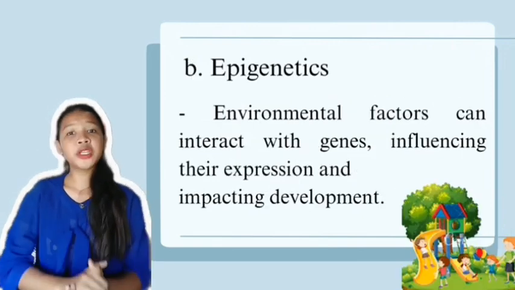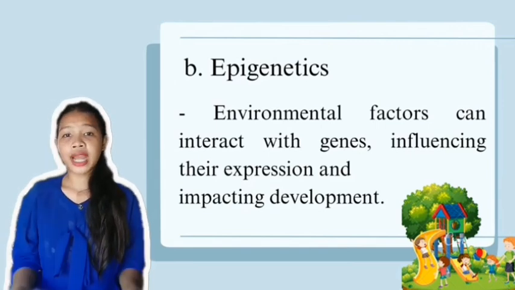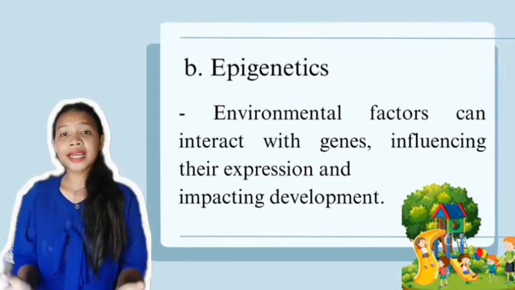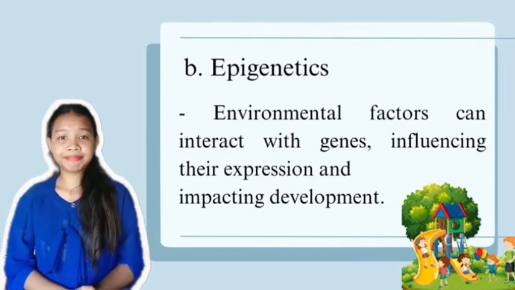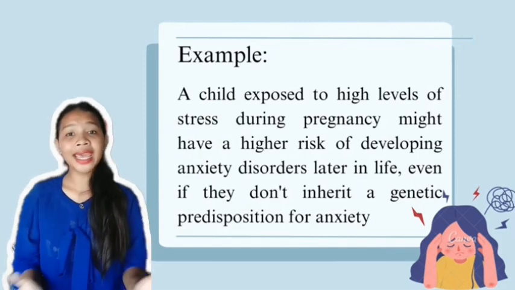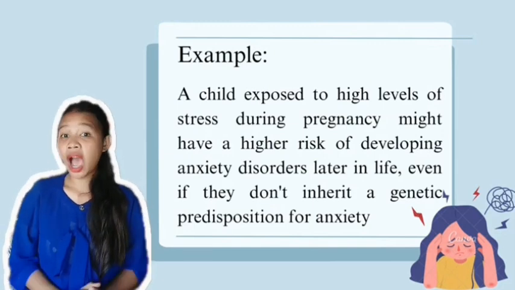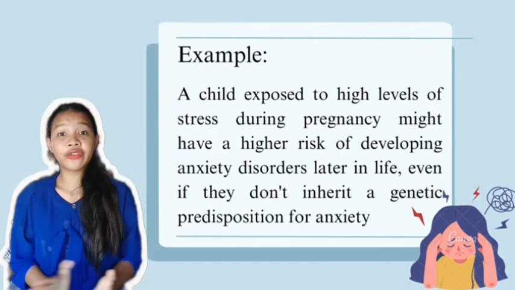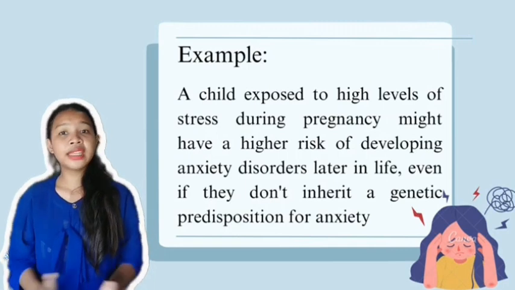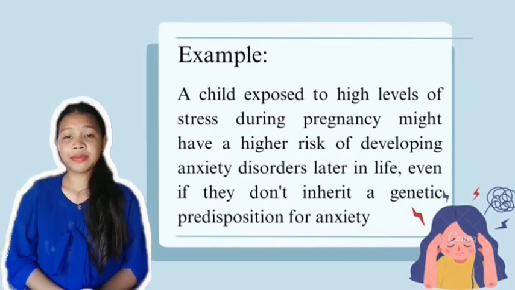While when we say epigenetics, environmental factors can interact with genes, influencing their expression and impacting development. For instance, a child exposed to a high level of stress during pregnancy might have a higher risk of developing anxiety disorders later in life, even if they don't inherit a genetic predisposition for anxiety.